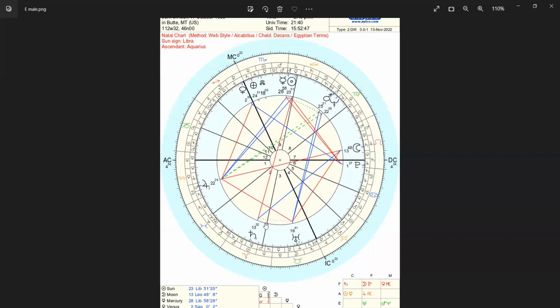Here's the other thing. This person was abandoned by their father. I usually see that with Sun-Saturn oppositions. With Sun-Saturn oppositions, I almost always ask, is there something going on between you and your father, or did you grow up with your father? Is your father in your life?